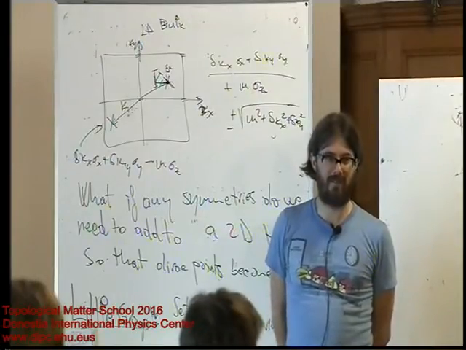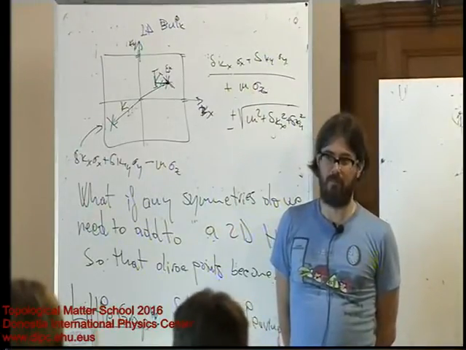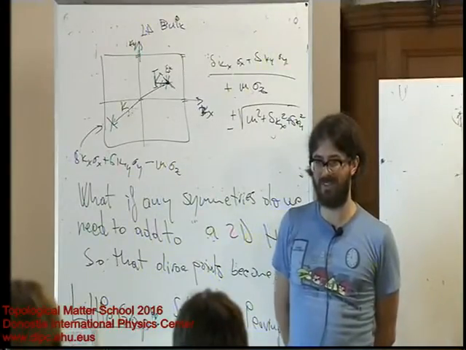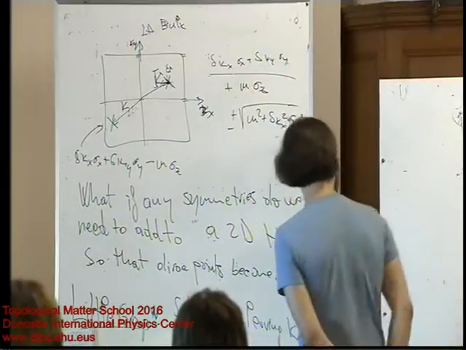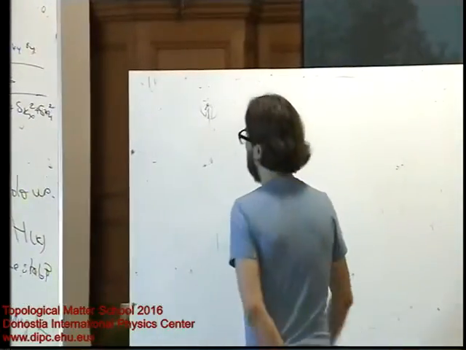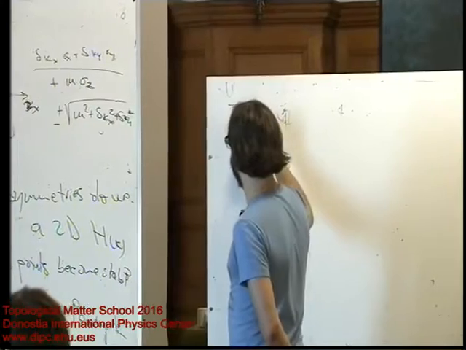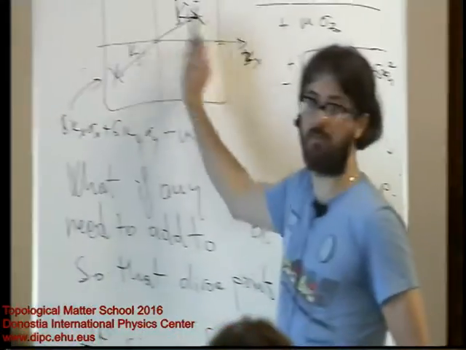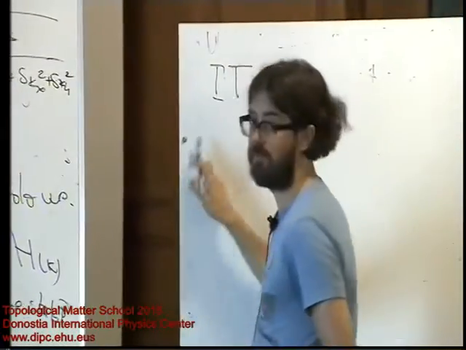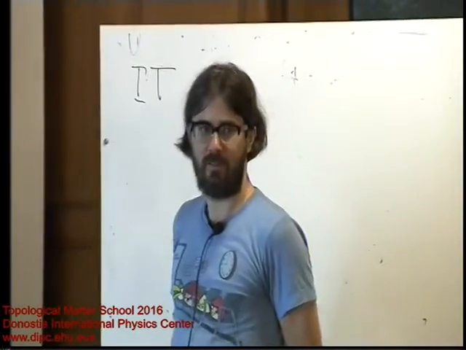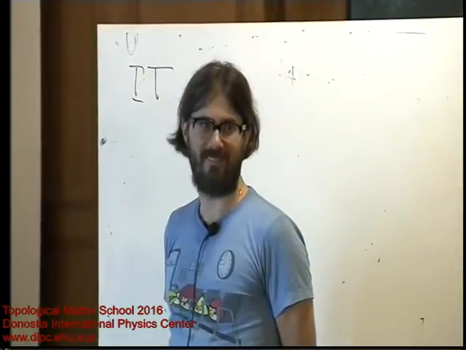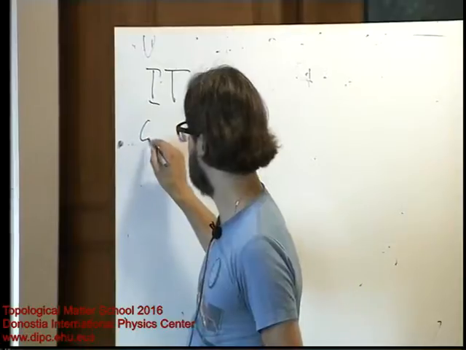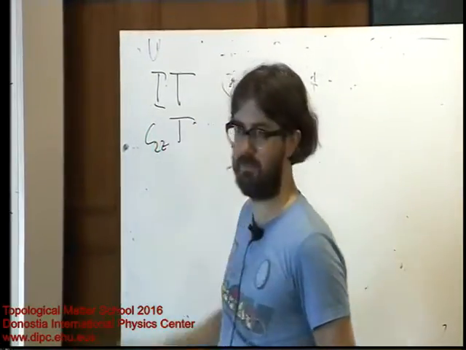Not inversion? Why not? Okay, so I need to add inversion. Inversion times time reversal. Time reversal moves me here, inversion moves me back. What other symmetries can I add? Rotation by how much? By pi. So that's C2z times time reversal.